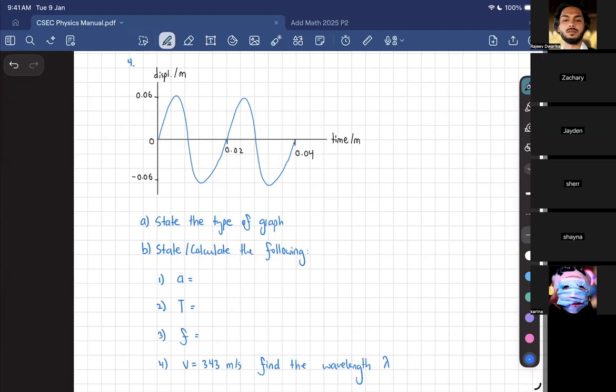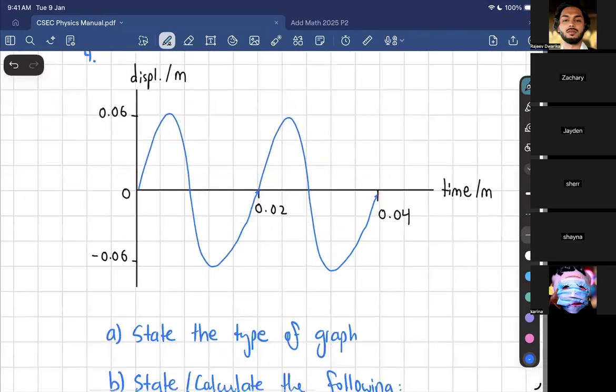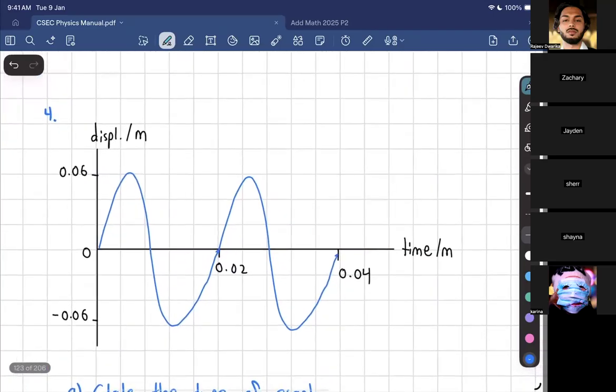What is amplitude? The maximum displacement from the equilibrium position. Right, equilibrium, which means rest position. Great. So what is the amplitude for this? Just by looking at it, what's the amplitude? Quick, guys. 0.06. Right, 0.06.